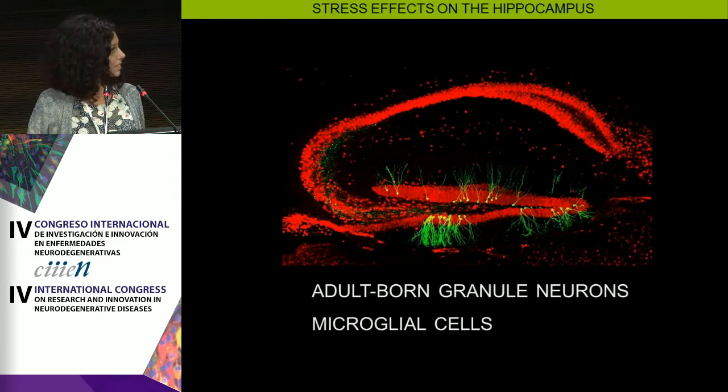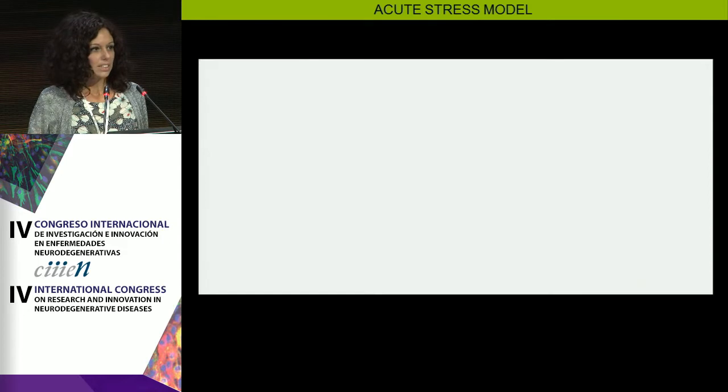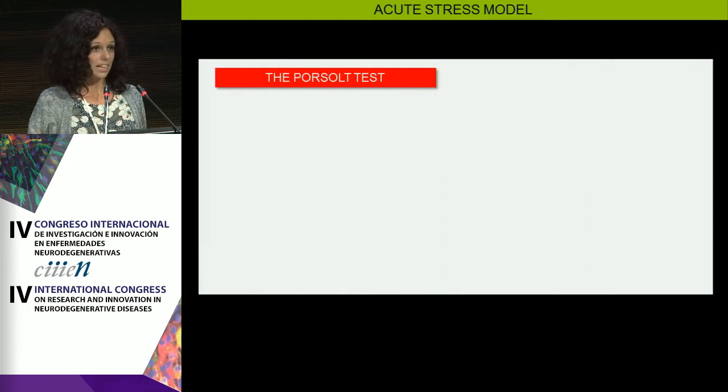And in this study, we focused our attention on two populations that are critical for the correct functioning of the hippocampal formation: the newborn granule neurons and the microglial cells. In order to better understand how acute stress could affect newborn granule neurons, we first selected a well-known model of acute stress, the forced swimming test, or the Porsolt test.